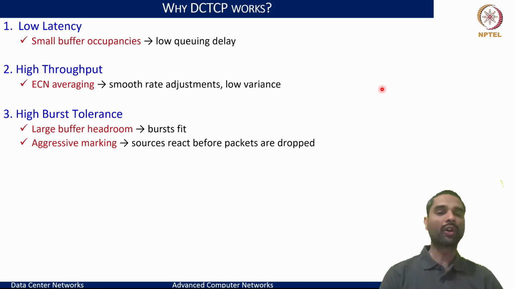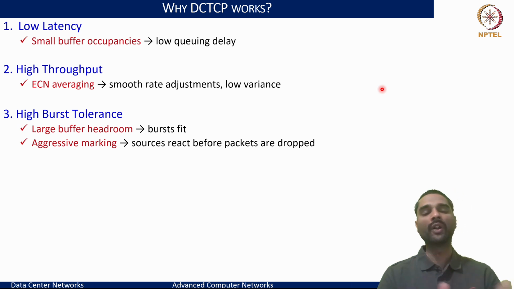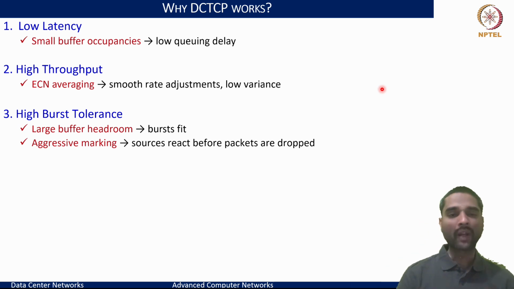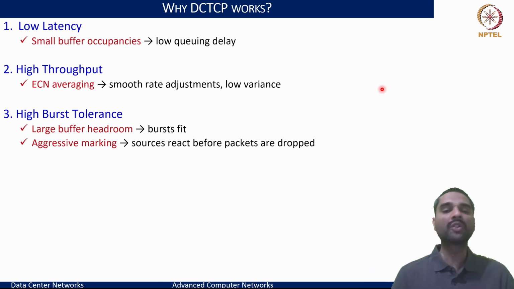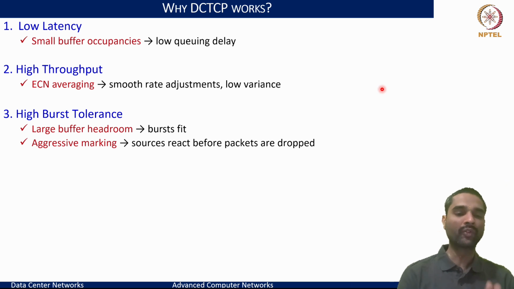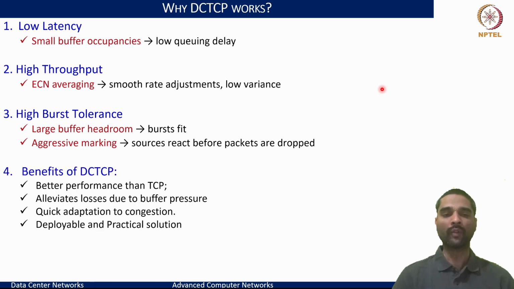And this high burst tolerance is the most important aspect because of the large buffer headroom. The mice flows, when they come, will often result in many bursts, and we are now able to accommodate them. The marking approach has not changed in terms of how you would mark with the ECN, but you can mark much more quickly, and you can even do aggressive marking to ensure that you are able to react much before the packets are dropped. These aspects ensure that DCTCP works in data centers in a much better fashion than the traditional transport layer protocol, TCP.